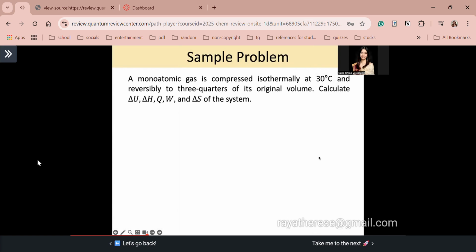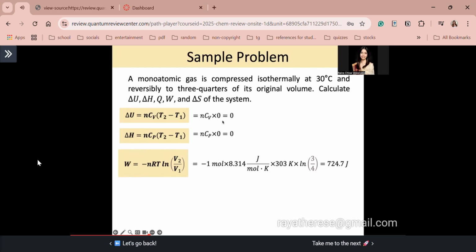So let's have a sample problem. This time, we will solve for all the variables. A monatomic gas is compressed isothermally at 30 degrees Celsius and reversibly to 3/4 of its original volume. Calculate delta U, delta H, Q, W, and delta S of the system. First, let's determine delta U. Our process is a reversible isothermal compression, so we have a constant temperature process. For an isothermal process, delta U is equal to 0, and delta H is also equal to 0.